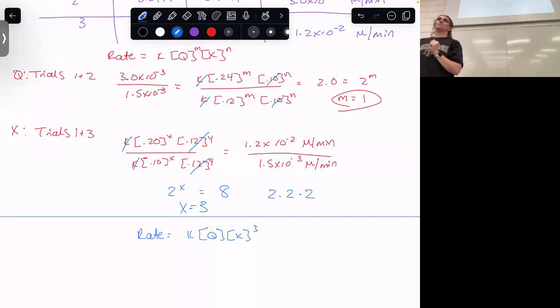It can go as high as you want. It doesn't stop at second. Nope. You can actually have half-order reactions too, but those are not as common.